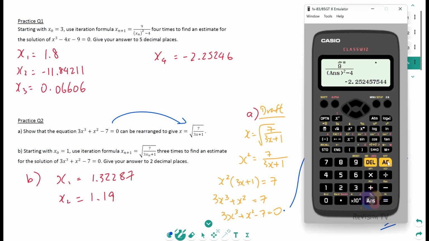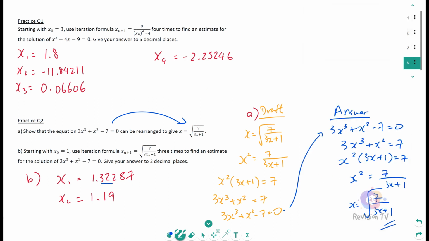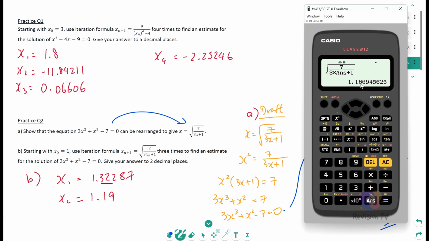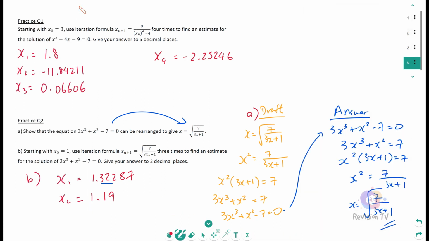Okay, right, part B. x0 equals 1, so let's start again. So x0 equals 1, initial value 1 equal, and then put in the formula, so square root, fraction 7 over 3xn plus 1. So 3 times answer plus 1. So that's 1.32287, or 8 rather, but it doesn't matter, it's 2 decimal places. Next one, press equal again, 1.19. Sorry, I forgot 3 times. And last one, 1.24. So x3 equals 1.24. And that'll be the final answer.